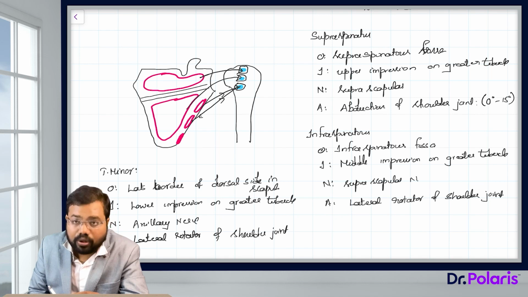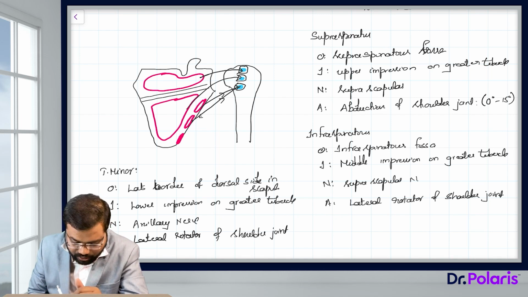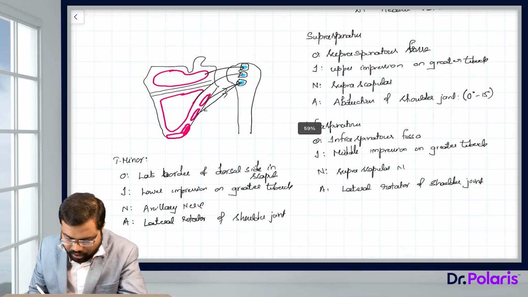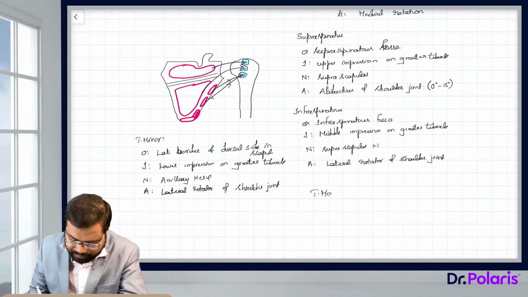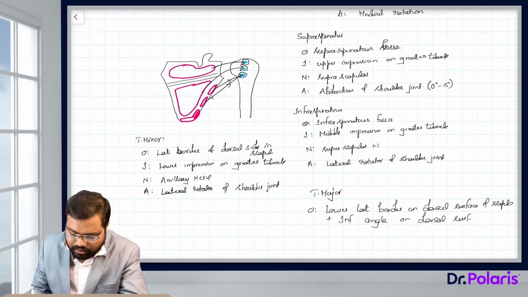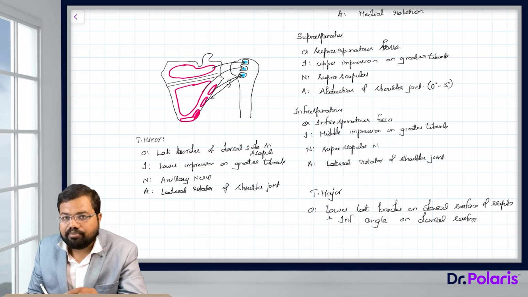And finally, one more muscle is present, that is teres major. The next muscle is teres major. Its origin is the lower lateral border of the dorsal surface of the scapula, plus it also originates from the inferior angle on the dorsal side. So that's the origin of teres major.